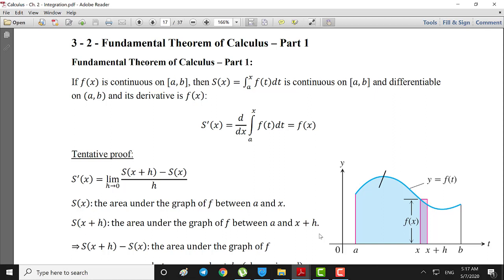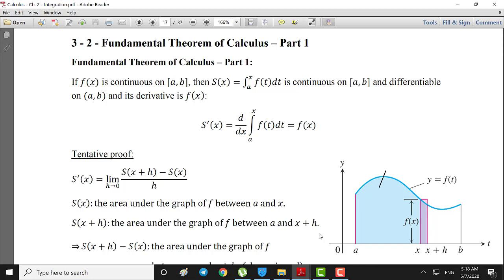So, guys, let us continue with the discussion of the definite integrals. In the previous lecture, we learned about the definition of the definite integral, and then we reviewed some properties of the definite integral.